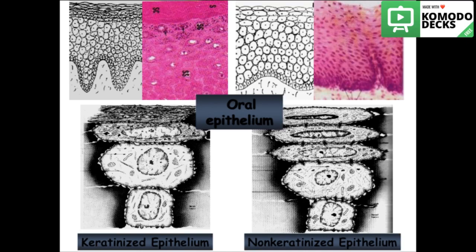On the other hand, the non-keratinized epithelium is divided into the uppermost superficial layer, which has nuclei, the intermediate layer, the prickle cell layer or the spinosum layer, and also the basal cell layer, which shares its characteristics with the keratinized epithelium.